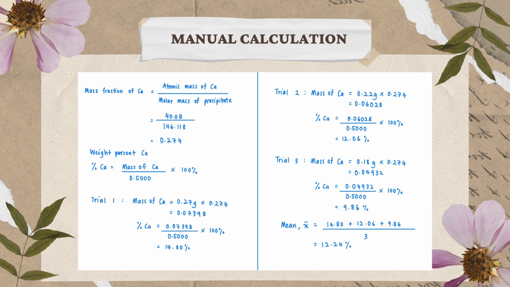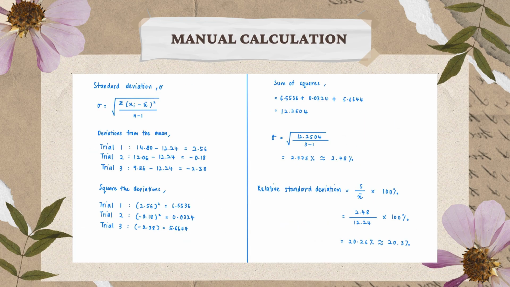The weight percent for all 3 trials are 14.8%, 12.06%, and 9.86% respectively. The mean is the average, which is 12.24%. Based on the calculation, the standard deviation using the formula is 2.48%, and the relative standard deviation, which is standard deviation over mean times 100%, is 20.3%.